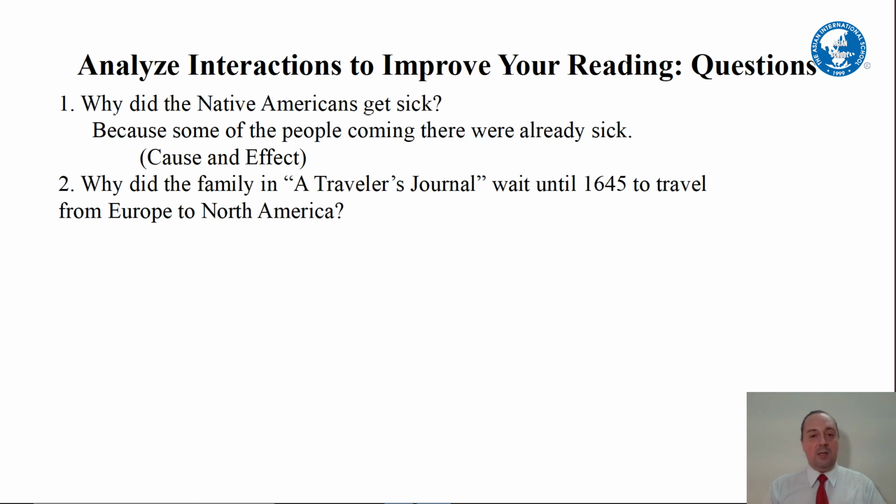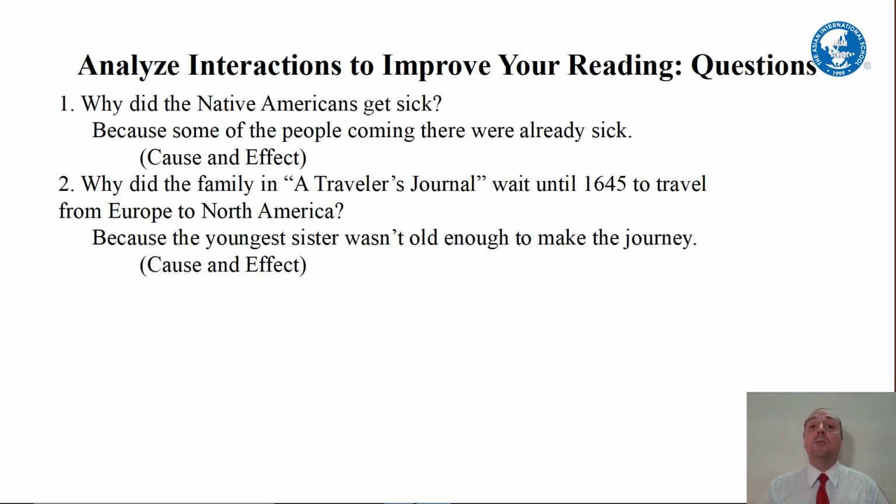And in the second one, A Traveler's Journal. Why did the family in A Traveler's Journal wait until 1645 to travel from Europe to North America? I'll give you 1 minute to think about that one. The answer is because the youngest sister wasn't old enough to make the journey. When she was 5 years old, then she was old enough to make the journey. That's why they waited.